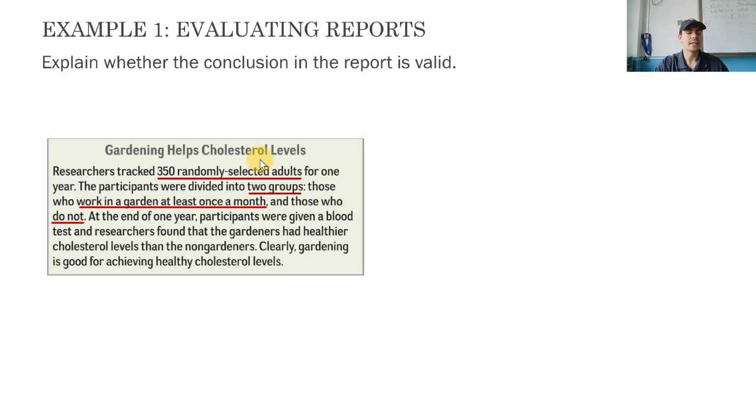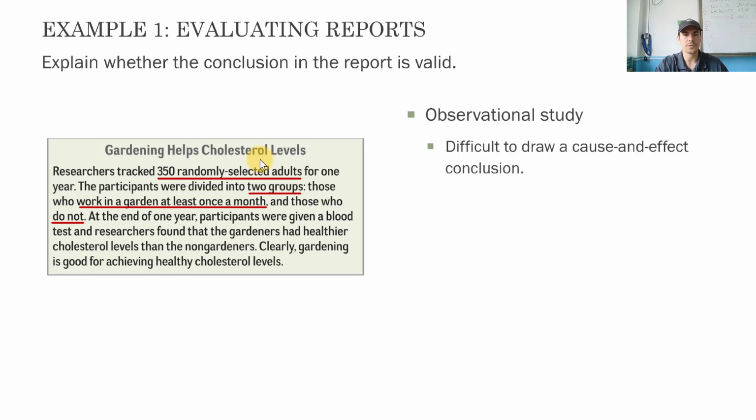However, we are not dealing again with an experiment. We have two groups of people, but we're not making them do anything. We're just watching them as they either garden or don't garden. So we're working with an observational study here, which means it's probably going to be pretty hard to draw a cause and effect conclusion with whatever we're doing.